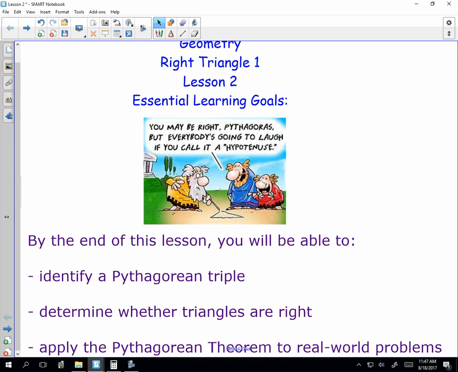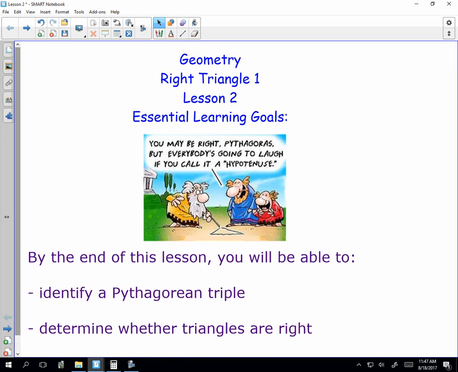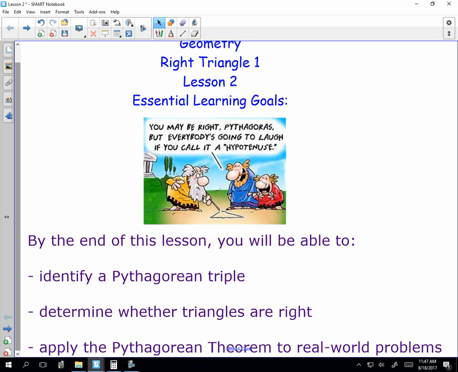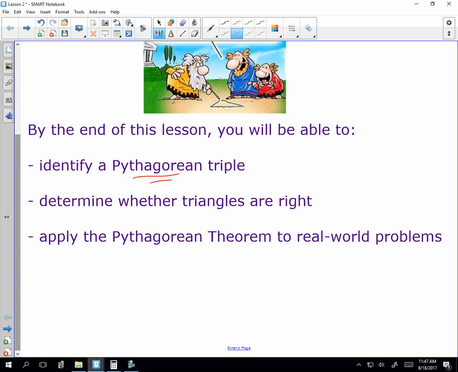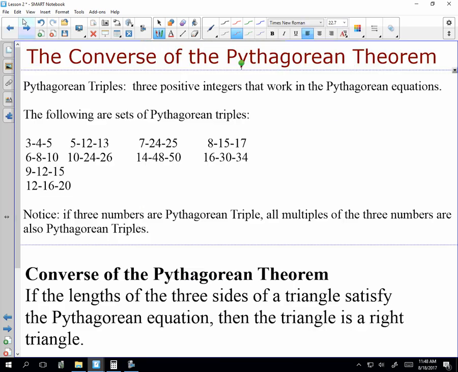We're in lesson 2 of our first right triangle unit, and what we're going to be looking at today is identifying and describing what we call a Pythagorean triple, determining whether triangles are right triangles or not, and then once again applying the Pythagorean theorem to real-world situations.